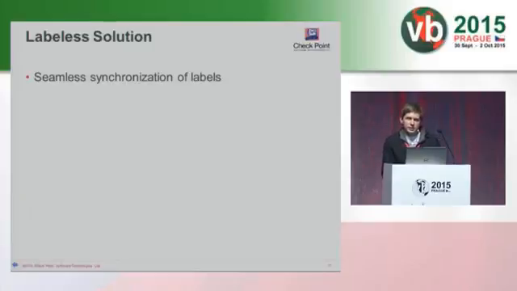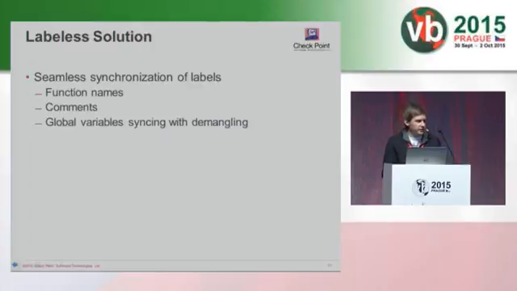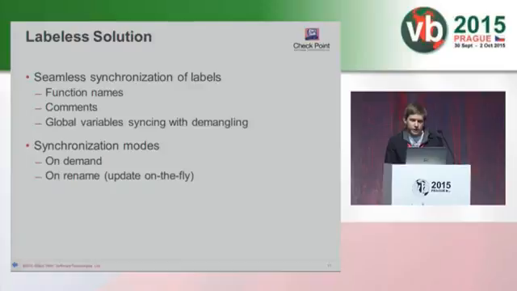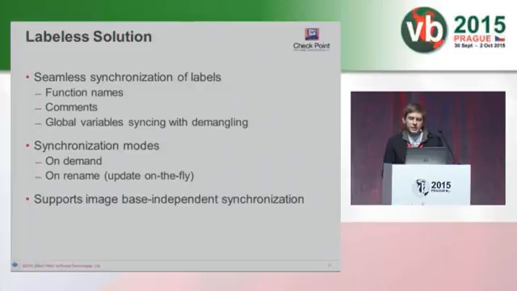So to address these issues, Labeless was invented, and it allows seamless synchronization of labels, which include function names, comments, and global variable syncing with demangling. We can synchronize all this information on demand by clicking the Sync Now button in IDA, and also automatically on any rename event. So every time you change a label or function name or something else in the IDB, this data will be automatically propagated to the debugger. And finally, we support image-base independent synchronization. We'll talk about that in a minute.